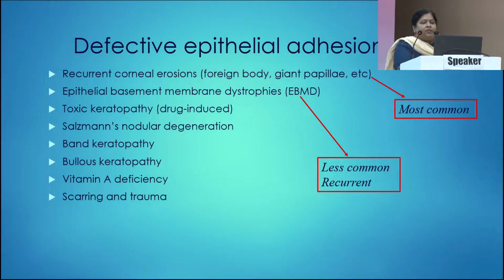So, defective epithelial adhesion is primarily seen in recurrent corneal erosions, which is due to foreign body or giant papillae, which is the most common cause. And the less common cause is epithelial basement membrane dystrophies. Again, toxic keratopathies are also quite common. The other causes like Salzmann nodular degeneration, band keratopathy, bullous keratopathy, vitamin A deficiency, scarring and trauma usually result in defective epithelial adhesion due to abnormal basement membrane production.